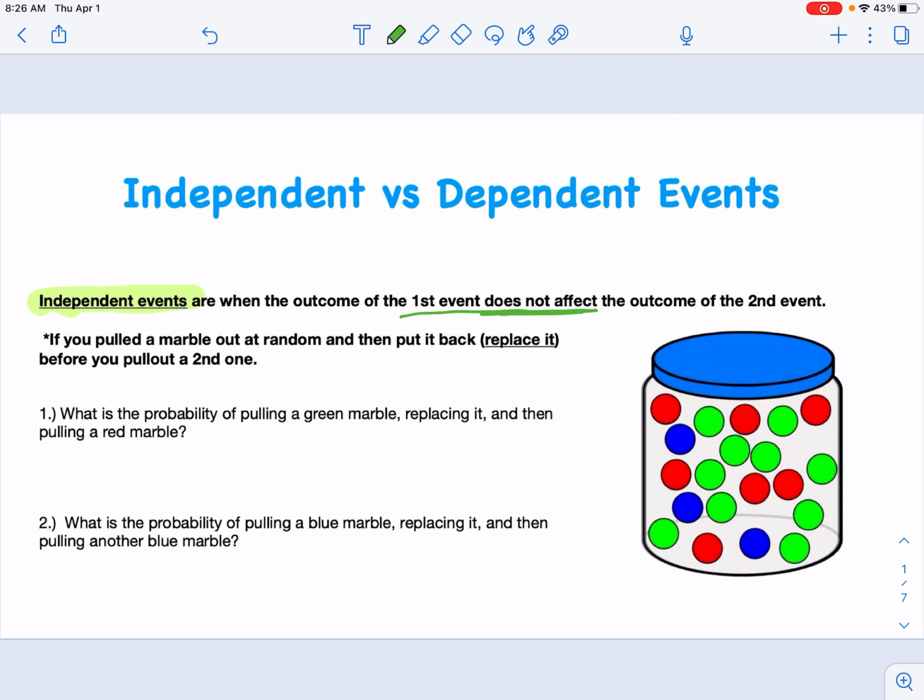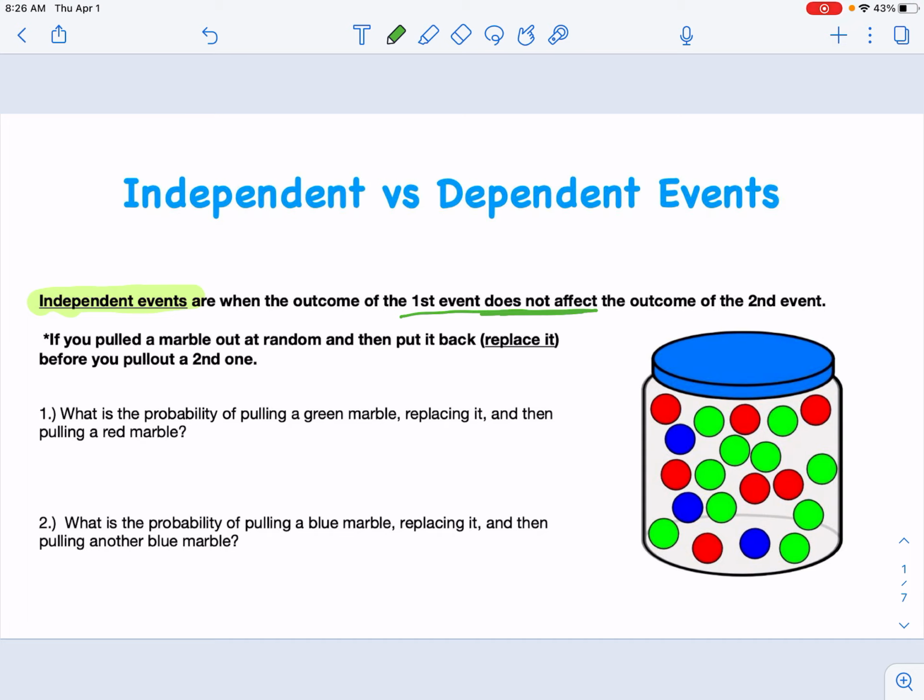Or if we're dealing with something like marbles in a jar, okay? If we take something out and we put it back before doing the next thing, whatever happens first is not going to affect what could happen second. Okay, so let's take a look at some examples.